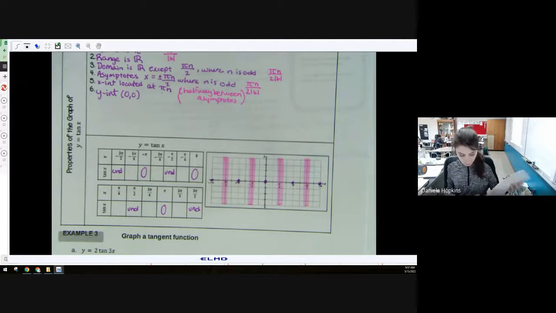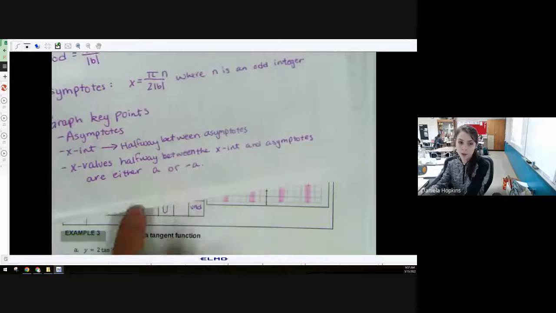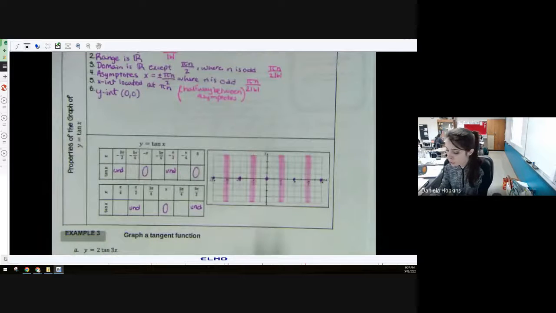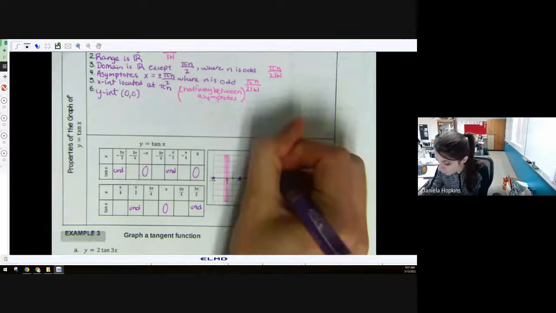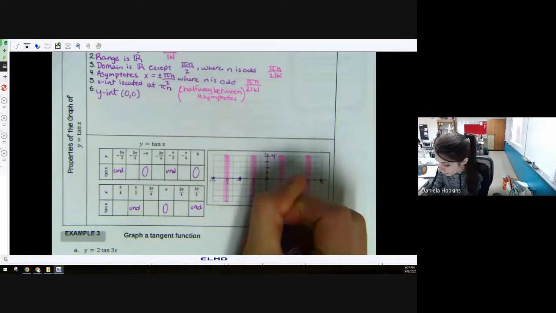Where those A's come into it. Remember on the other page, we wrote that the y values halfway between are either A or negative A. So your A here is 1. So it's going to be at 1 or negative 1. Let's say this just counted by 1. So this goes up to 4 and down to negative 4.